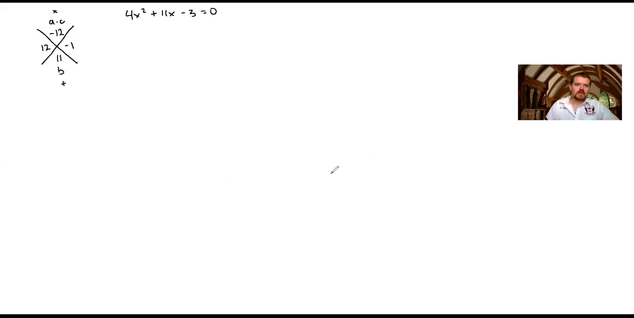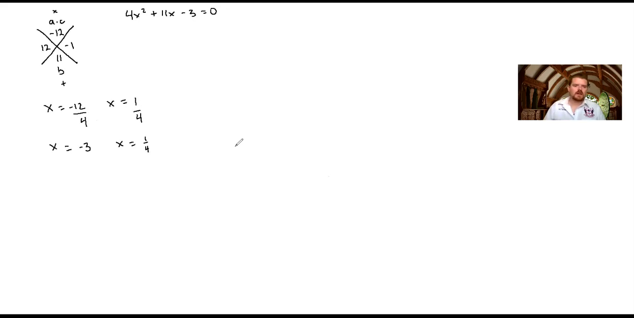Now, normally that would mean that our solutions are negative 12 and positive 1 if a was 1, but it's not. So rather than just saying x equals negative 12 and x equals positive 1, we actually have to divide them by our a term. Once you find those two numbers, you're going to divide by a. You get x equals negative 3 and x equals 1/4, or 0.25 if the instructor prefers decimals.